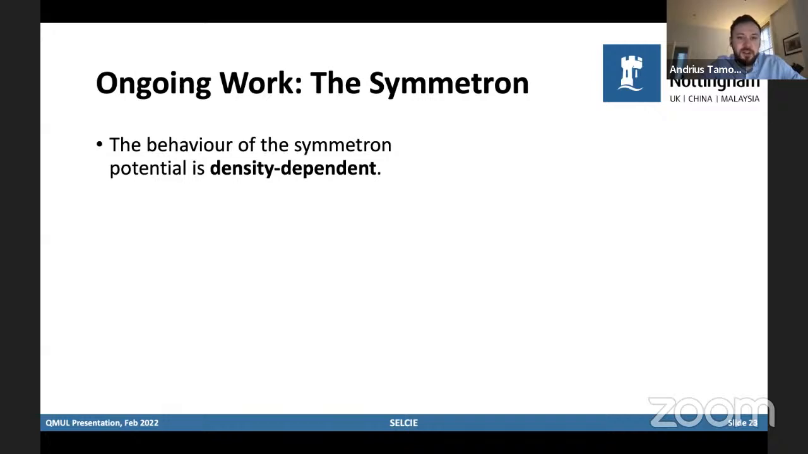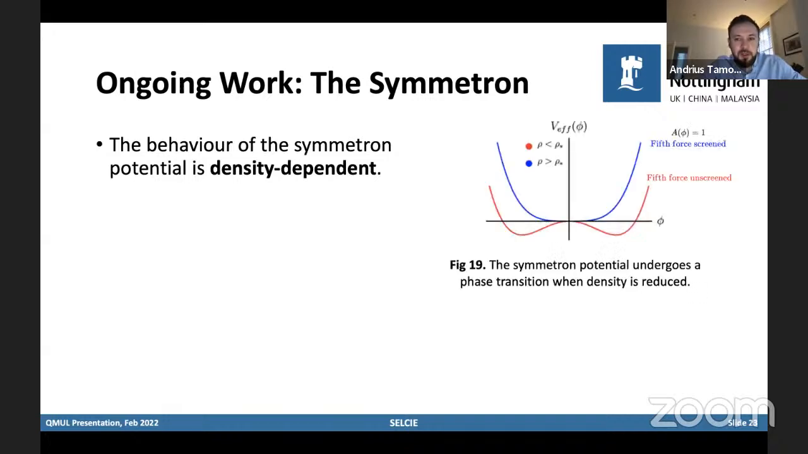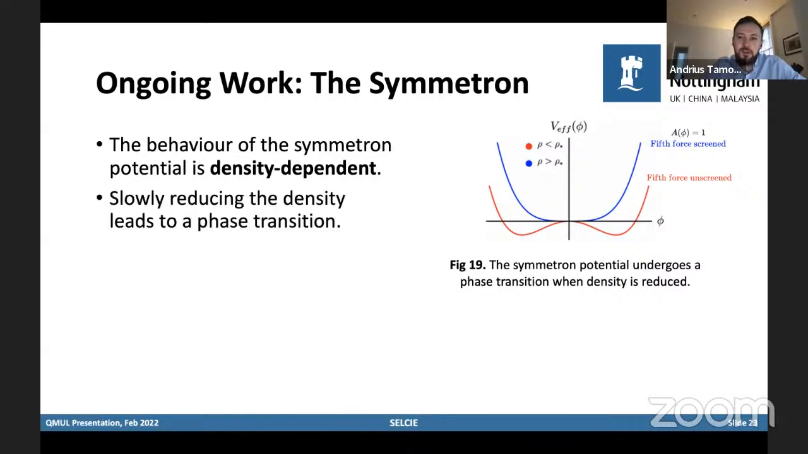So I mentioned the Symmetron model. Obviously, it's density dependent, as mentioned, which means that the effective potential changes shape with the density. So there's this interesting behavior that if you reduce the density slowly, it goes from one of these shapes, the blue shape, to the red shape. So it basically undergoes this continuous phase transition.